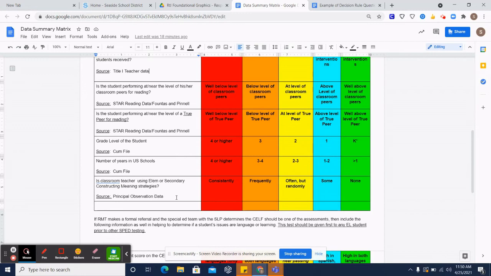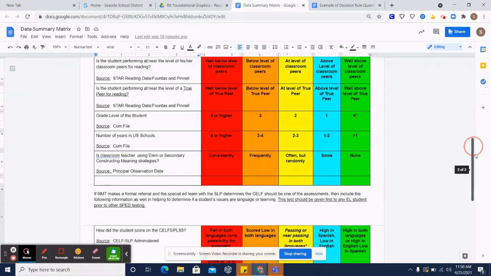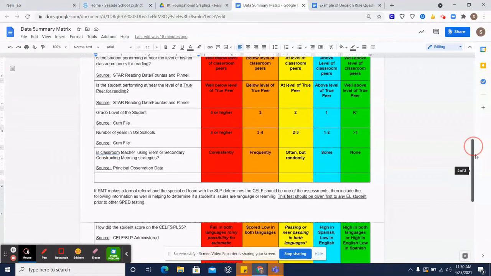And is the classroom, here's where Constructing Meaning comes in. Is a classroom teacher using elementary Constructing Meaning strategies consistently, frequently, often but randomly, some, and never? And so those are the things that we look at.